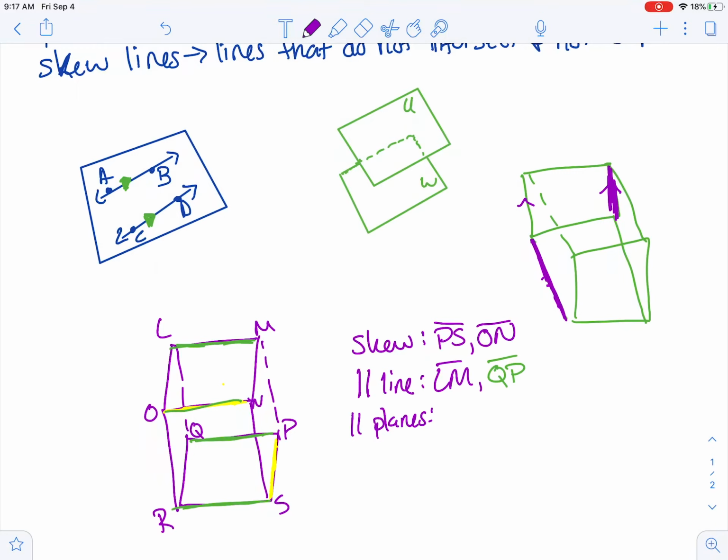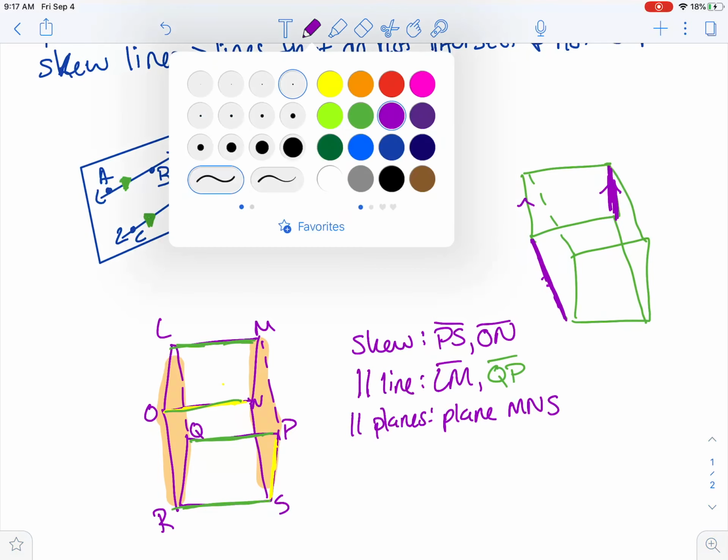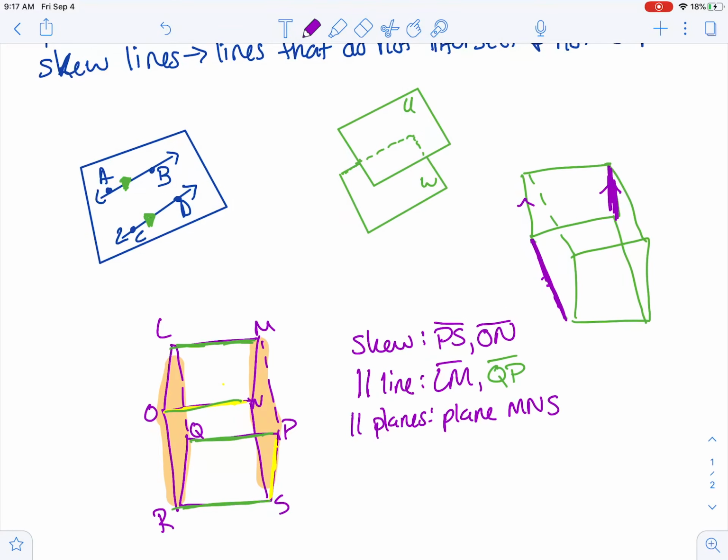All right, parallel planes. Let's do parallel to plane MNS. Okay, so MNS would be this side plane right here. Okay, so I need parallel to that. So which plane is not going to intersect that? It's the one directly across from it. So this guy over here. How would we name that plane? We would name that plane with three of the letters inside the plane. So LQR.